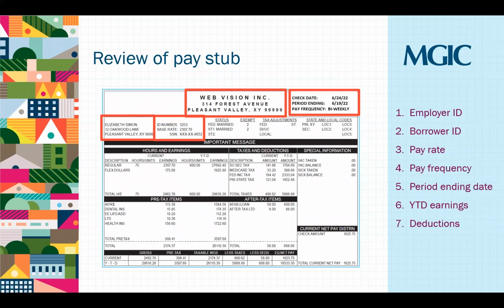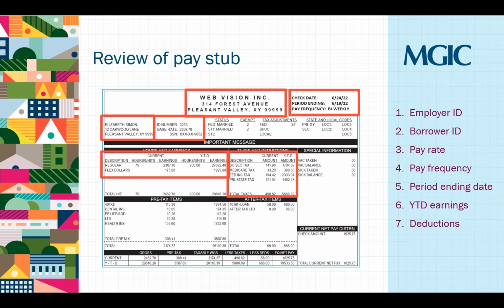We do have her pay frequency listed right on the pay stub as bi-weekly. We also have the check date and the period ending date. We are shown her hours as 75 hours per this pay period with an earnings of $2,307.70. And her year-to-date earnings are provided as well.